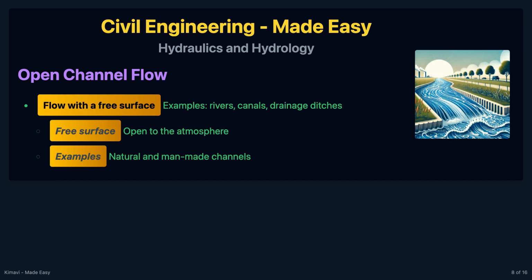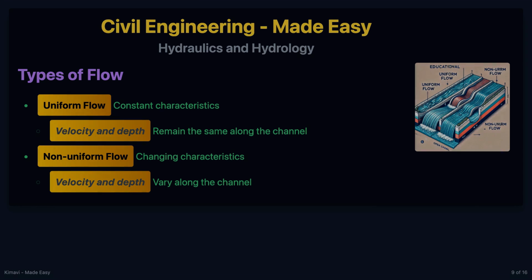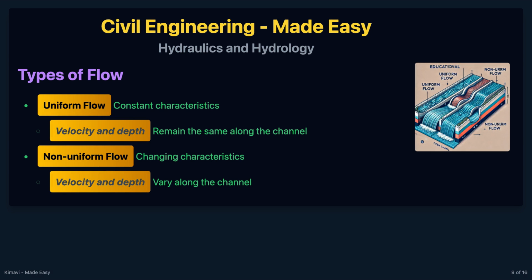Open channel flow refers to the flow of water with a free surface, such as in rivers, canals, and drainage ditches. There are two types of flow in open channels. Uniform flow, where the flow characteristics like velocity and depth remain constant along the channel length, and non-uniform flow, where these characteristics change along the channel length.